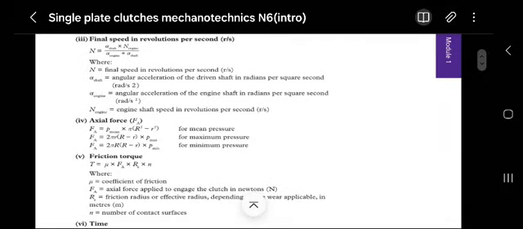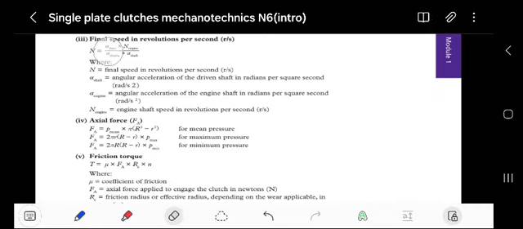Given a final speed in revolutions, we will discuss this formula, guys, how to calculate the speed. Do not worry about this a lot. We'll discuss it when we are dealing with questions. The speed will equal the angular acceleration of the shaft multiplied by the speed of the engine over the angular acceleration of the engine plus the angular acceleration of the shaft.